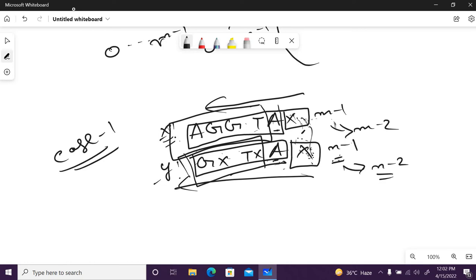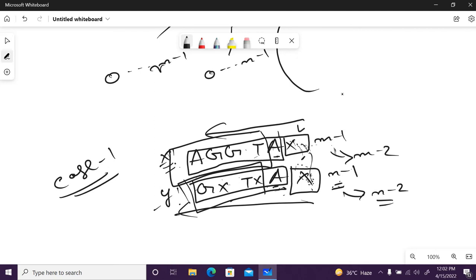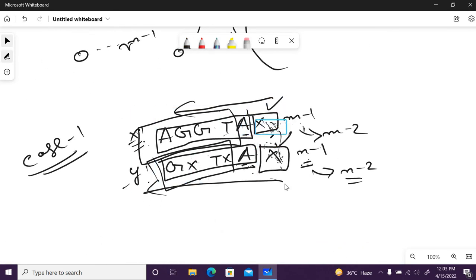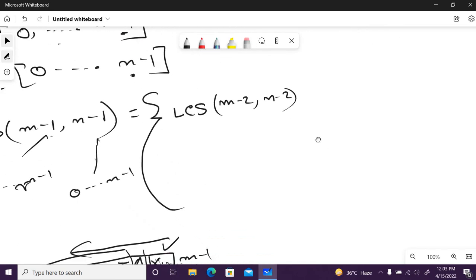Then again I will apply this for these two. Okay, so in this way it is going on. When the characters are matching, we can say that our subproblem will become LCS(m minus 2, n minus 2), because we are just decreasing both since it is matched. We'll understand this later. Plus 1, because 1 is matched.